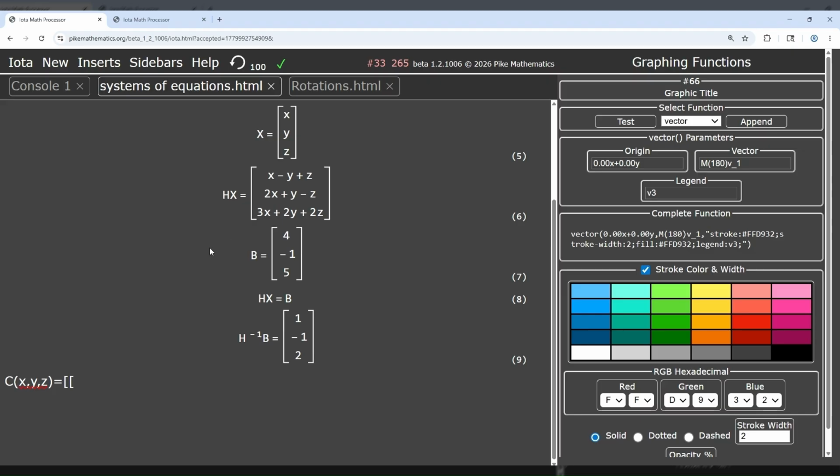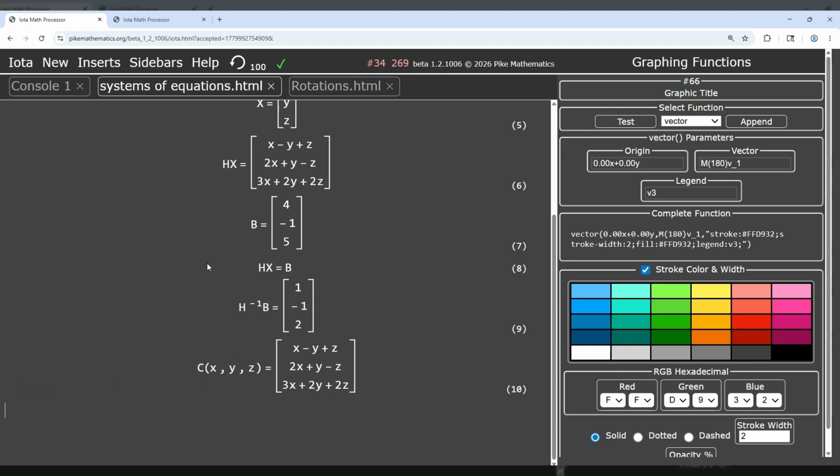So the first row is X minus Y plus Z. The second row is going to be 2X plus Y minus Z. And the third row is going to be 3X plus 2Y plus 2Z.